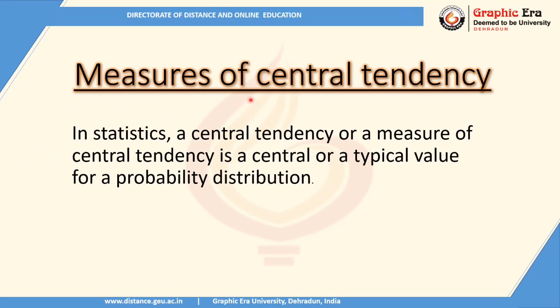So the first question arises, what is measures of central tendency? In statistics, a central tendency or a measure of central tendency is a central or a typical value for a probability distribution. When we are trying to find the solution of a probability distribution, then the central value or a typical value that arises is known as the measures of central tendency. Means the tendency to approach the central value is known as the measures of central tendency.